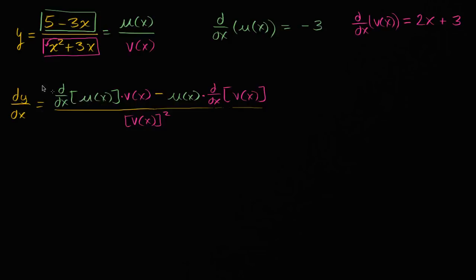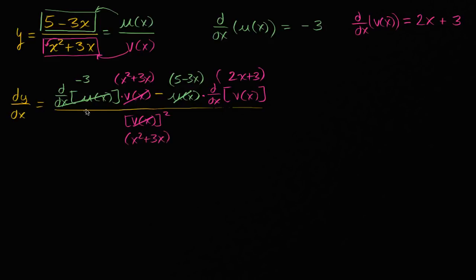And now we know everything we need to substitute back in here. The derivative of u with respect to x is just negative 3. V of x we know is x squared plus 3x. And then u of x we know is 5 minus 3x. The derivative of v with respect to x we know is 2x plus 3. And then finally, v of x we know is x squared plus 3x. And so what do we get?